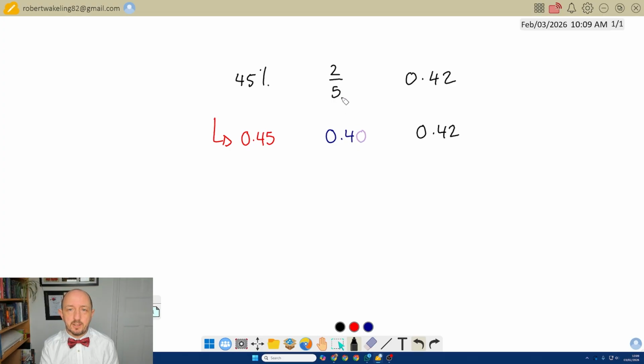0.40 is the smallest, 2/5. Then the 0.42. And the 45% is the biggest. Okay? So if you ever have a mixture, change them into decimals first, and then add the 0 if you need to.